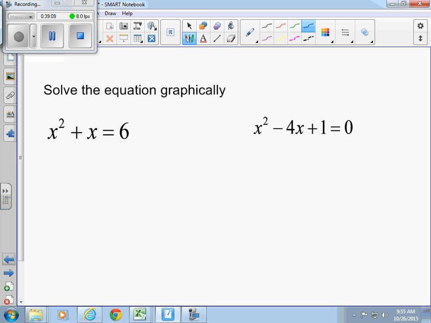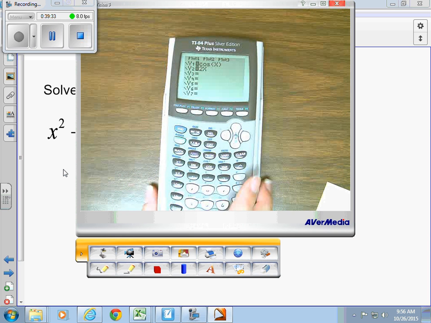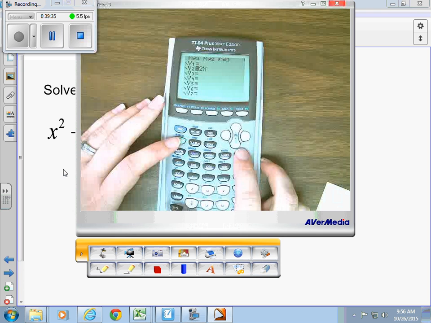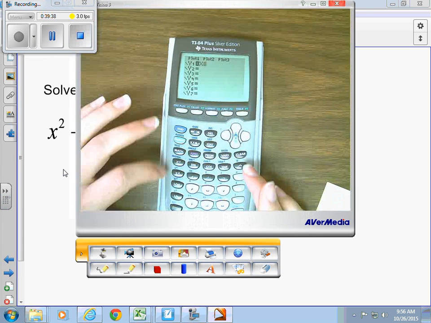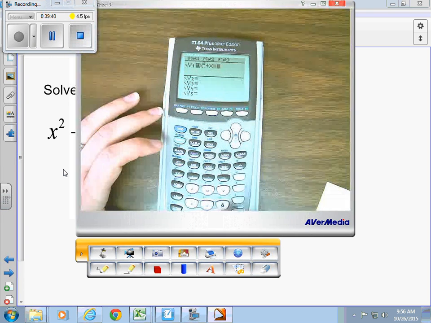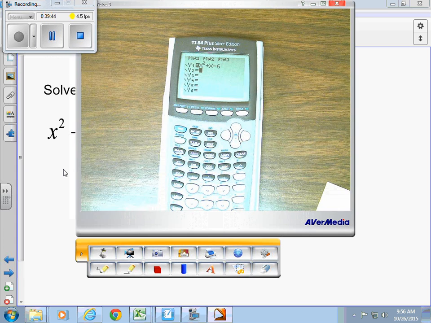Okay, so I want to do one by solving graphically. Is everyone with me? The first thing I'm going to do, even to solve graphically, is get 0 on one side. So that x squared plus x, I'm going to write as x squared plus x minus 6. I'm going to put that in y1 in my calculator. We're going to find the intersection. In y2, I'm going to put 0.